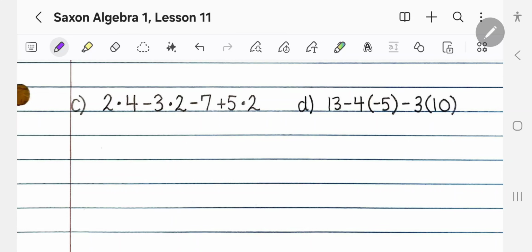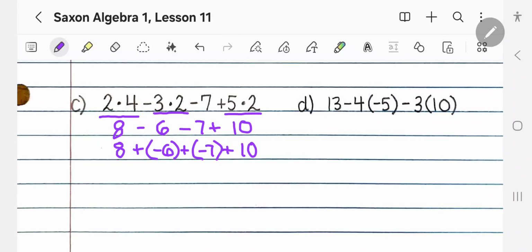C. Let's look for the multiplications. Here's 1. So I'm going to write down the 8. Bring down this minus. Oh, there's another multiplication. I can do that. Bring down the minus and bring down the 7 and bring down the plus, and here's a multiplication. Okay. And then I can start over from left to right, or if it helps you, I will rewrite it like they've taught you to rewrite it.